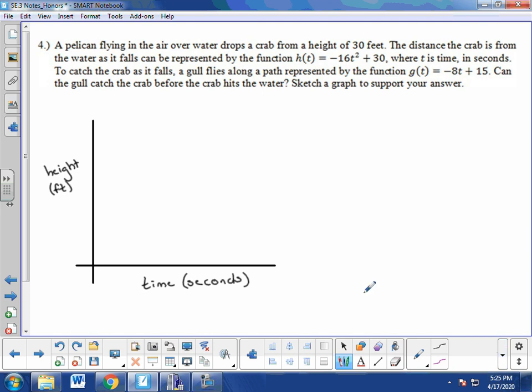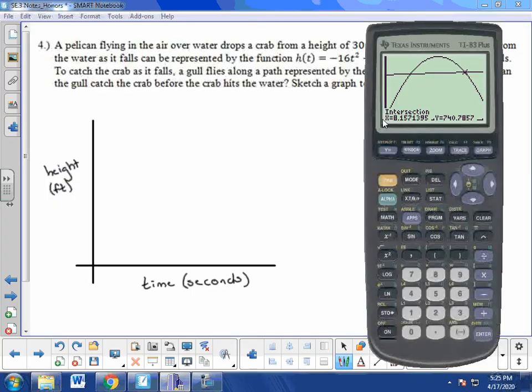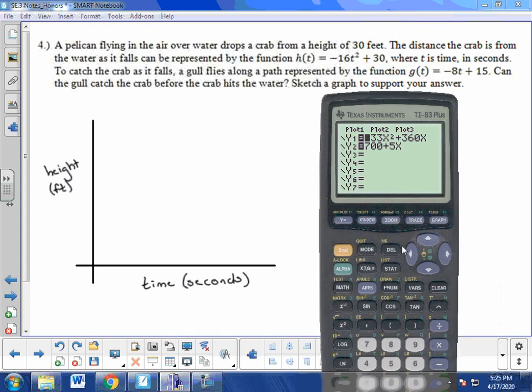So the gull is flying along this path that's represented as the feet of the gull above the water after whatever seconds. So the water is basically our x-axis. When the crab hits the water, the gull can no longer get it. We need to see if they're going to intersect before it hits the water. So we can do this graphically again. It tells us to sketch a graph, and that's probably the quicker way to go here.